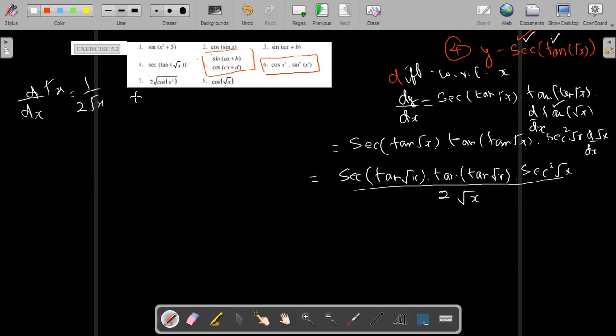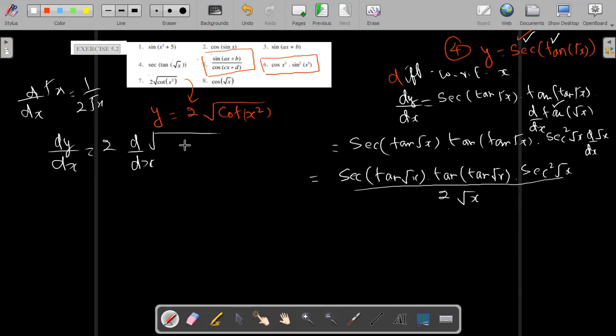Sometimes in this question number 7, which is the outermost function? 2 under root cot x square. So whenever any constant is coming, we will take it out. So when we are going to do the differential of this function, dy by dx is equal to 2, we can take out, and we have to differentiate under root cot x square.